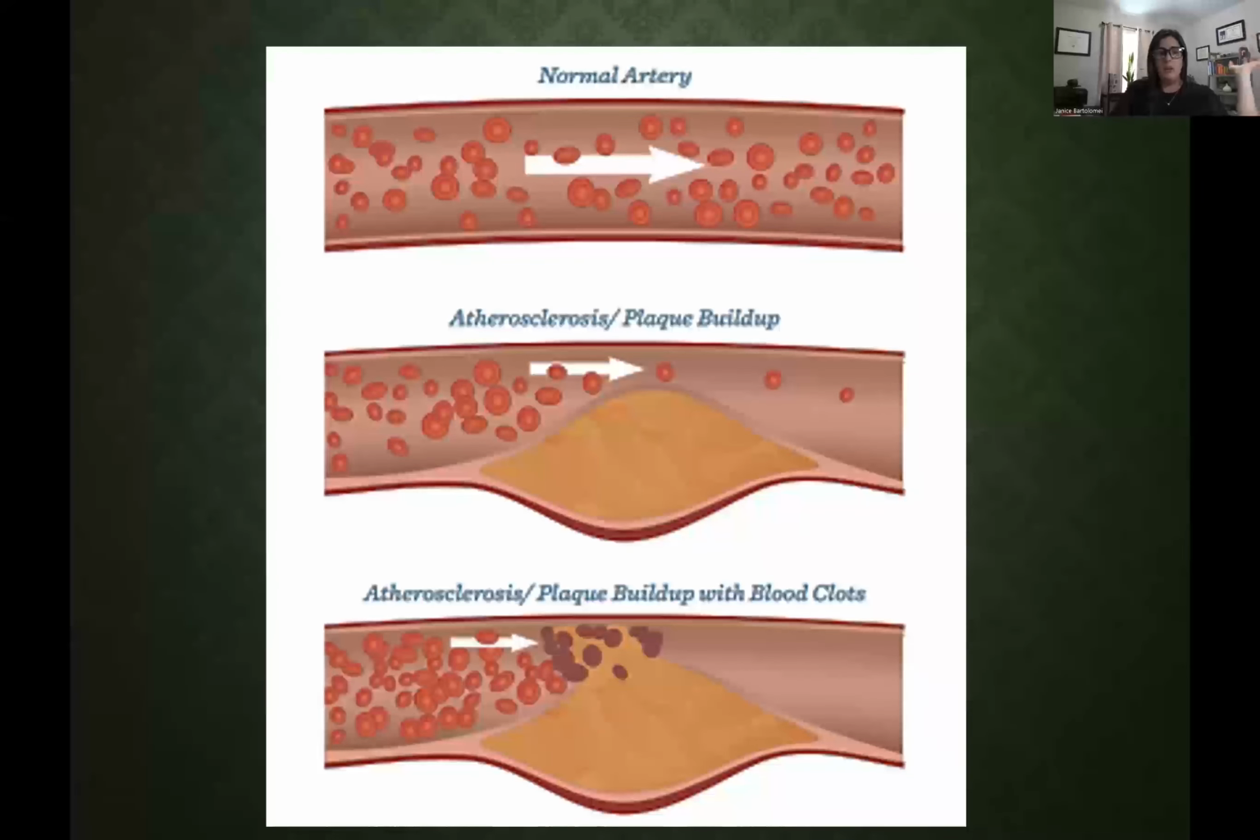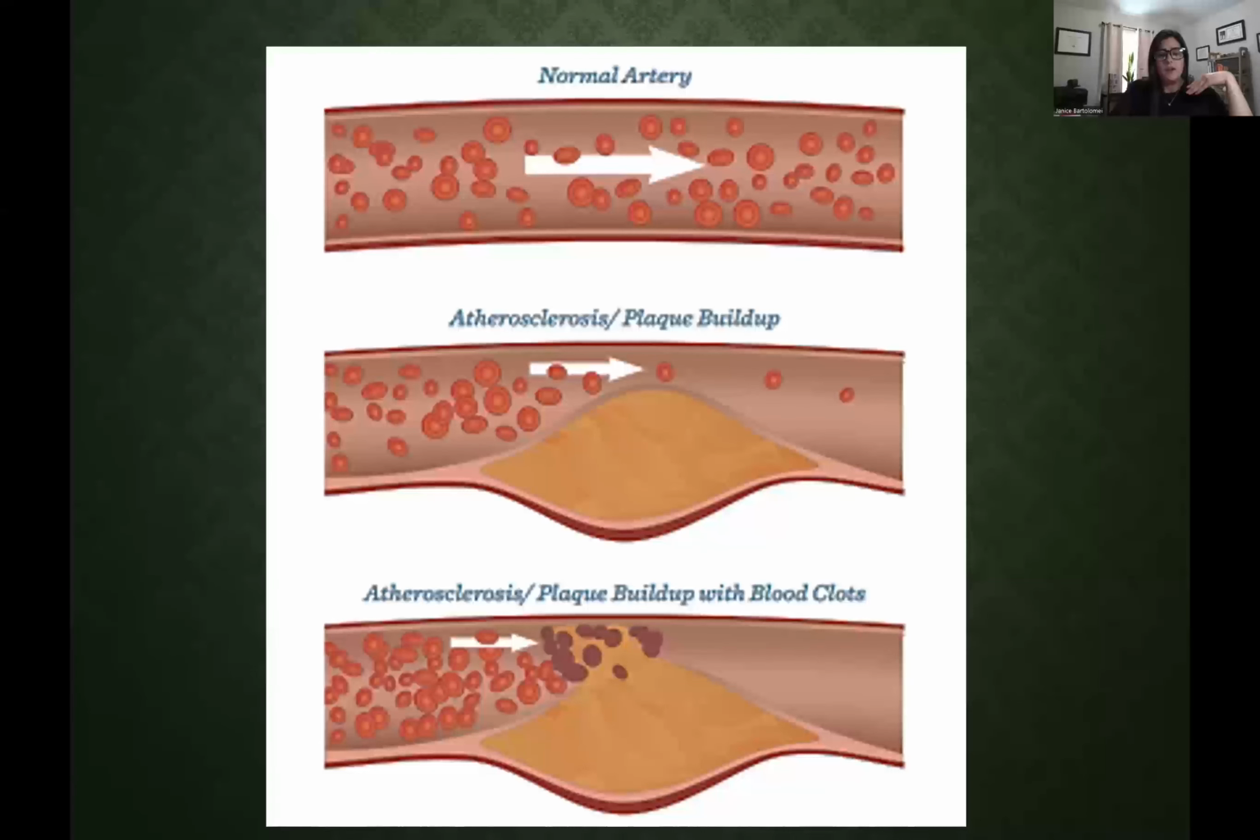is open, blood flow passes through. But when arteriosclerosis or that plaque starts building up, it starts narrowing the lumen, and that leads to blood clots that can attach to the plaque or just a complete absence of blood flow.